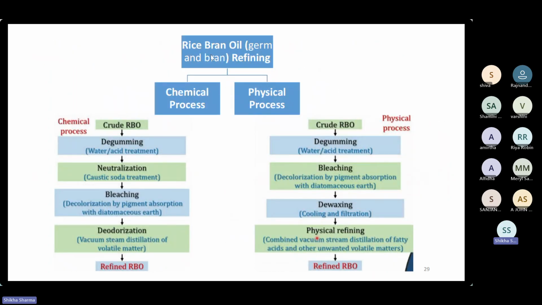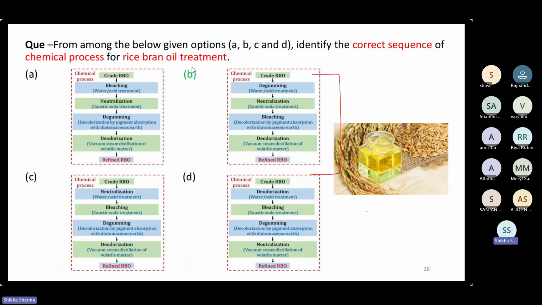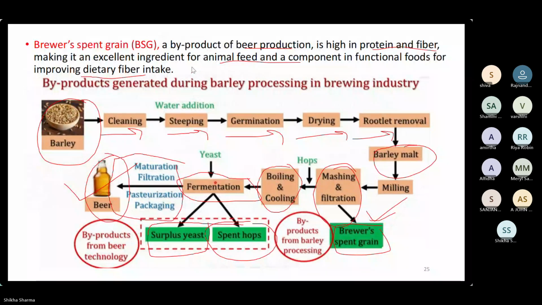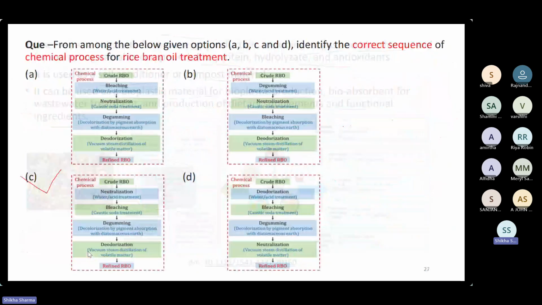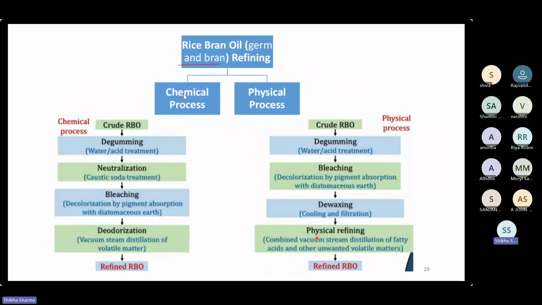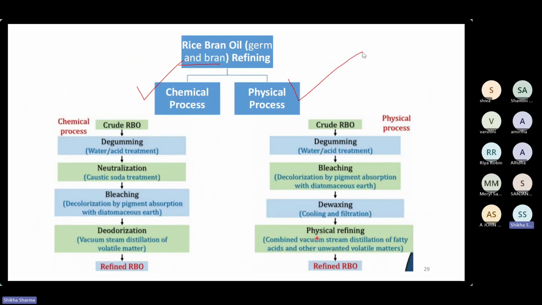Basically, rice bran oil is produced from the germ and the bran part of the rice kernel. So if we see here, this is the germ part and this is the bran part. From this we get the rice bran oil, and when it is being refined, we can do it by two processes. One is a chemical process and another is a physical process. In the chemical process, we take the crude rice bran oil. First degumming, then neutralization, then bleaching, then deodorization, and finally we get the refined rice bran oil.